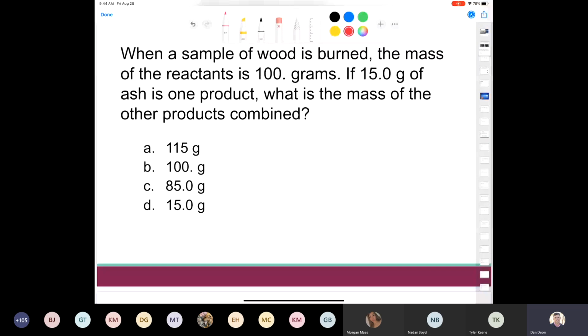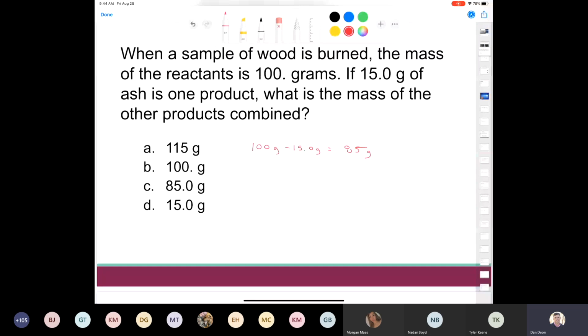Who can help me out? I see that Callie already put in the answer, and so did Jordan and Amelia. Yeah, it's 85 grams. And how did we get that? Well, we know that we start with 100 grams. And what they're saying is that the ash weighs 15 grams. So if you subtract 15.0 grams, you end up with 85 grams, okay?